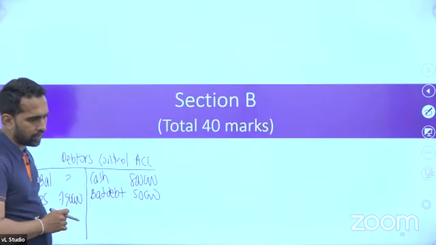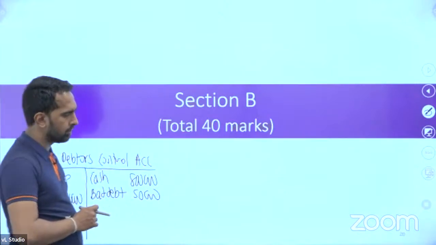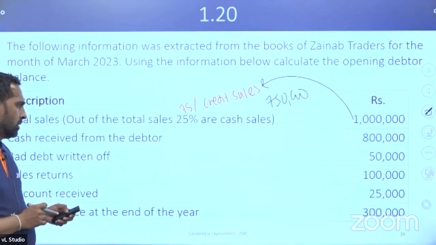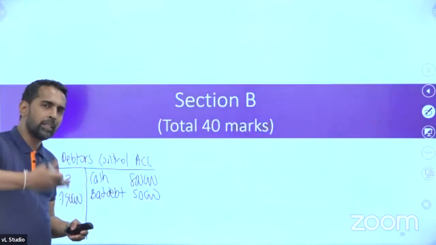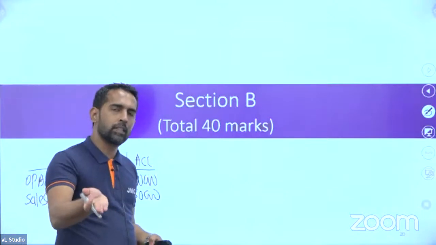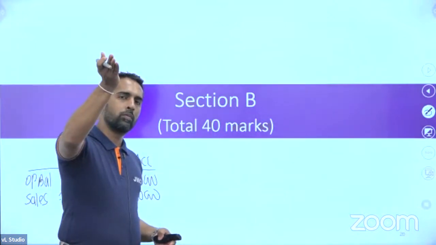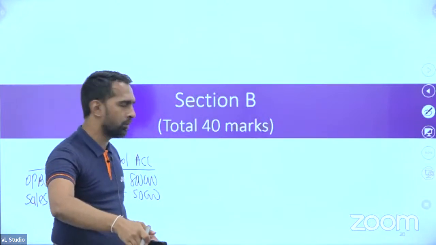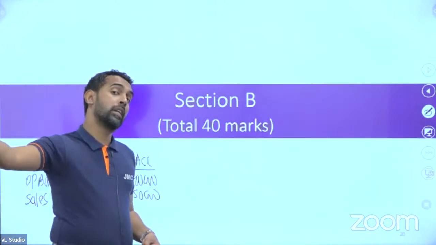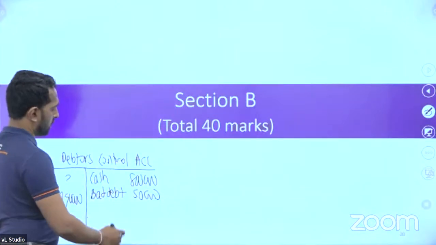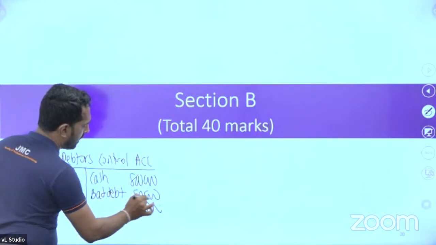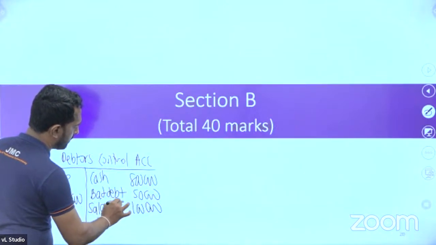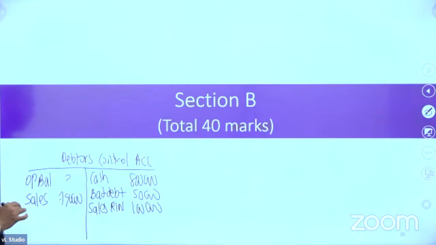Okay? Good. Sales returns, 100,000. When you are making the sales, your debtor balance will go up. When the customers are returning the goods, the debtor balance would come down. Debited to sales return, credited to debtor. So the debtor balance will be credited due to sales return.